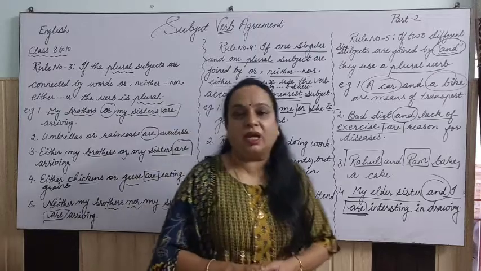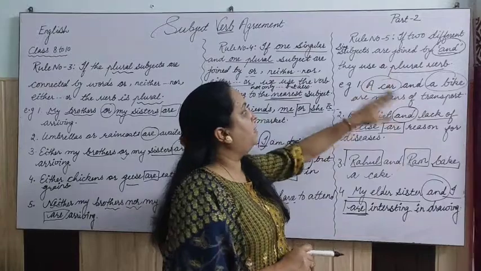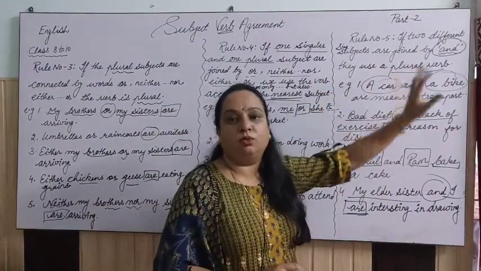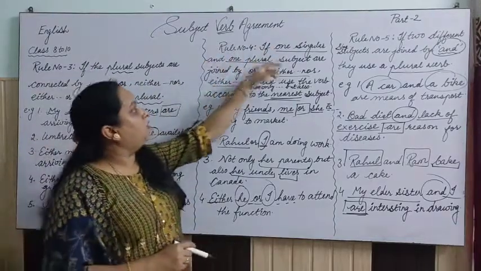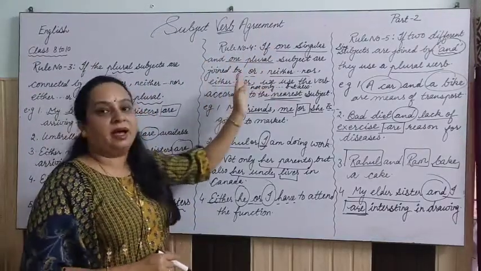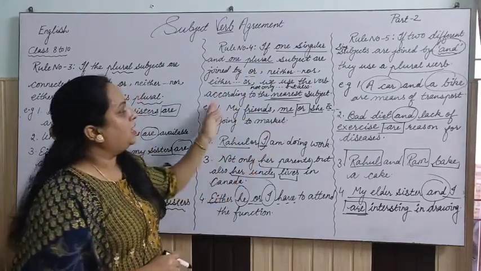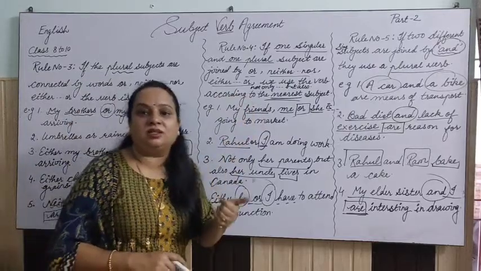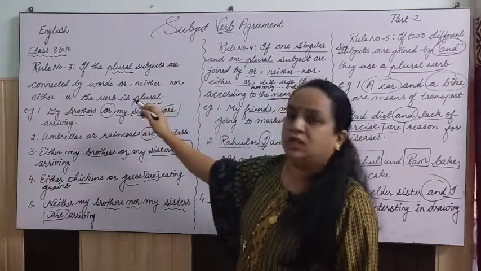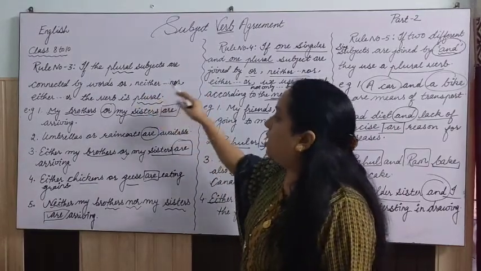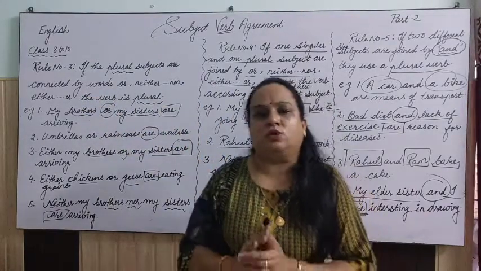So let's have a quick revision of this. If two different subjects are joined by and, they use a plural verb, right? Rule number 4 was, if one singular, one plural subject are joined by or, neither nor, either or, not only but also, they take verb according to the nearest subject. Now rule number 3, if the plural subjects are connected by the words or, neither nor, either or, the verb is plural, right? It's quite simple.